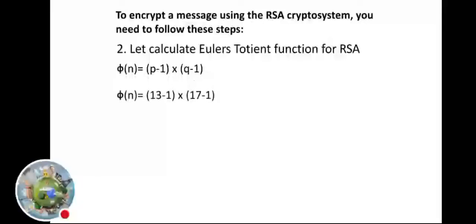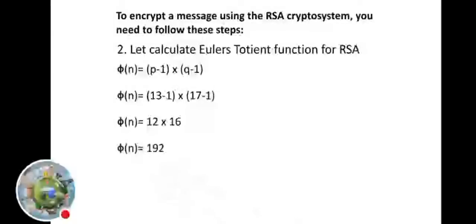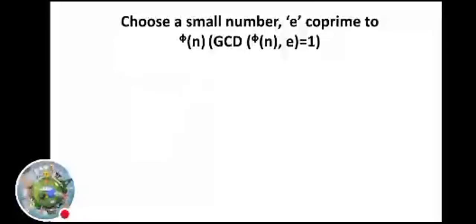13 minus 1 into 17 minus 1, so 12 into 16, answer 192. So pi of n is 192. So now you have to find out the encryption key. If you want to find out the encryption key, you have to use this formula.